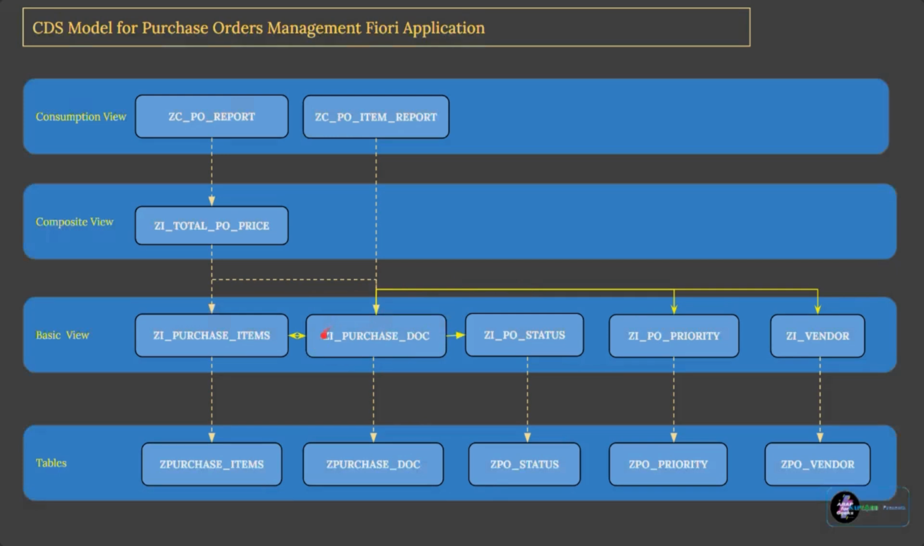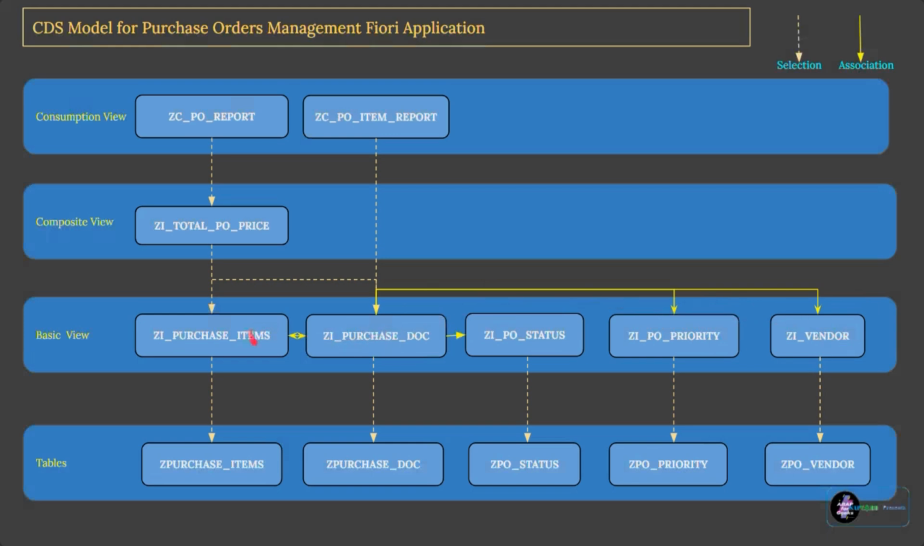So just look at this purchase document. This is nothing but an association. Look here, the dark arrow is an association. So let's look at how many associations there are from my purchase document. If you see purchase document, there is a field called status. So I will associate it with a PO status CDS view. And I'll try to associate with the priority as well. And also if there is a Z vendor, I can associate with the vendor.